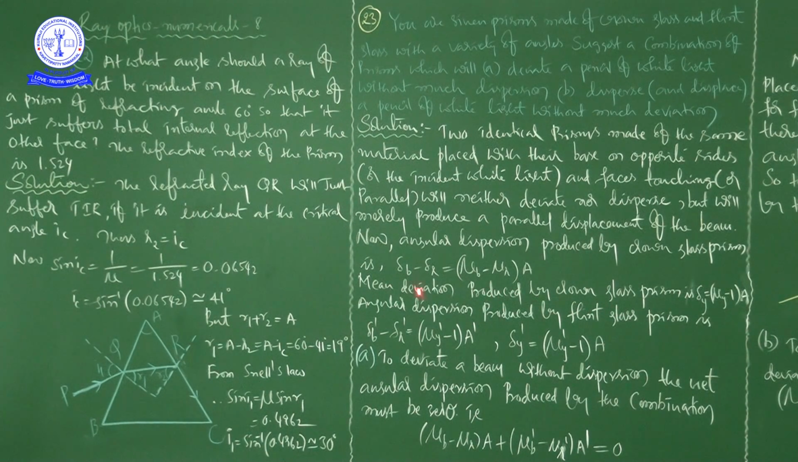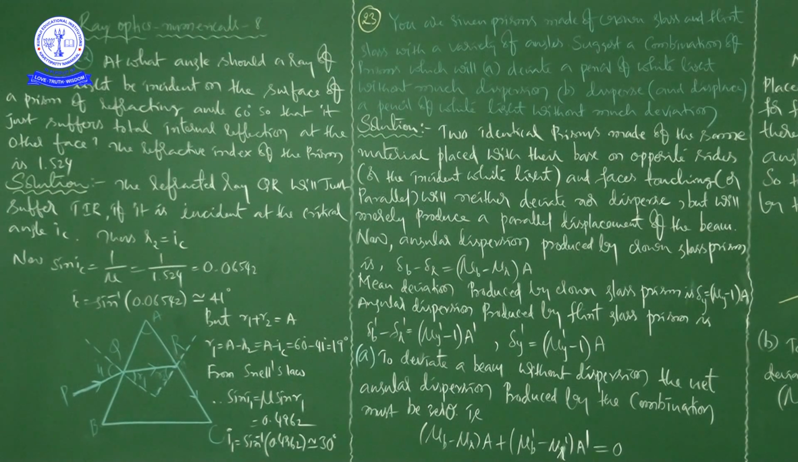Next, the angular dispersion produced by the flint glass prism. We write in this manner: delta B dash minus delta R dash is equal to mu B dash minus mu R dash into A dash. Next, just as we wrote for crown glass, similarly we write for flint glass: delta Y dash is equal to mu Y dash minus 1 into A dash. So this is the information.